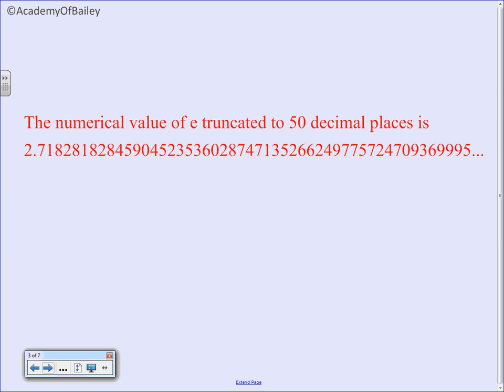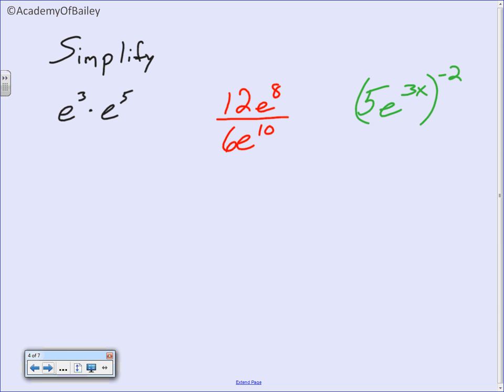If we were to take this out to 50 decimal places, this is what it would look like. Remember, we said it was irrational, so it's not going to terminate and it's not going to repeat. You can see that it's close to 2.71828. So something like that. Typically, we won't use that. We'll use it in the calculator. There's a special button, just like the pi button. There's a natural base e button there.